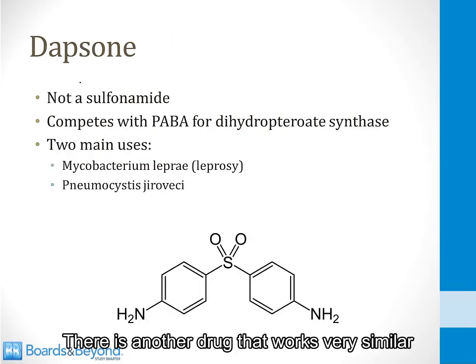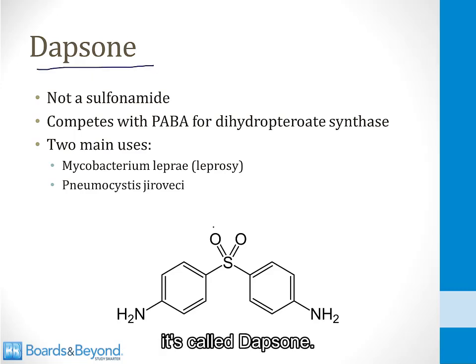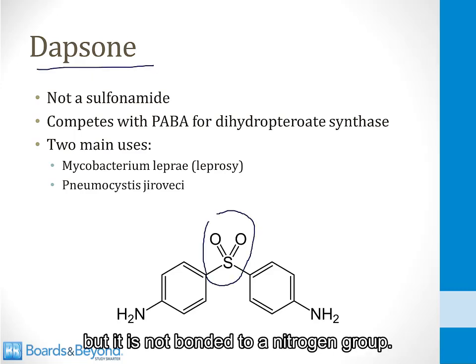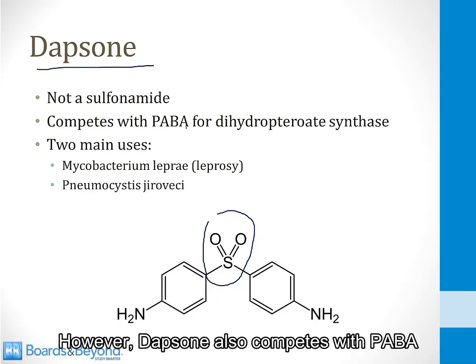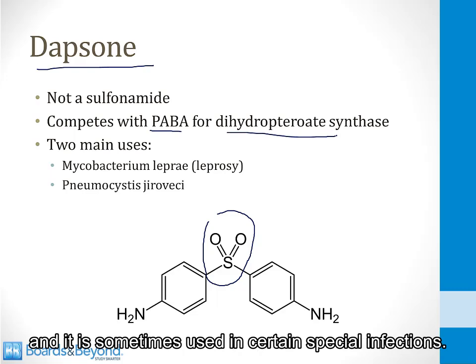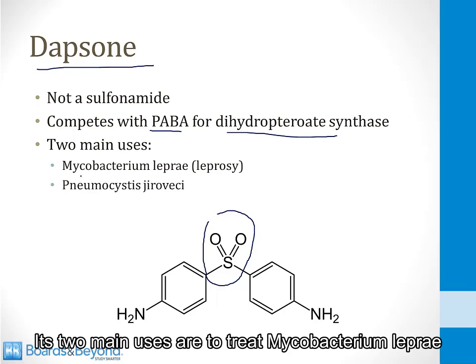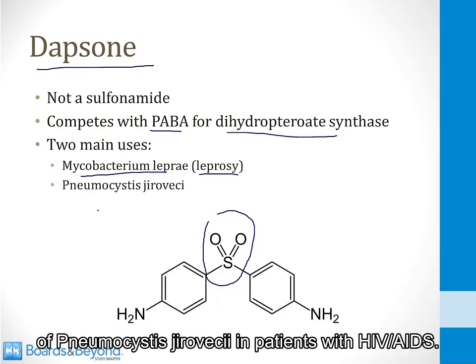There is another drug that works very similar to sulfonamide antibiotics, but it is not a sulfonamide, and it's called dapsone. You can see that it has an SO2, but it is not bonded to a nitrogen group. Therefore, this structure is not a sulfonamide structure. However, dapsone also competes with PABA for the enzyme dihydropteroate synthase, and it is sometimes used in certain special infections. Its two main uses are to treat Mycobacterium leprae, which causes leprosy, and it's also used in the treatment of Pneumocystis jirovecii in patients with HIV/AIDS.